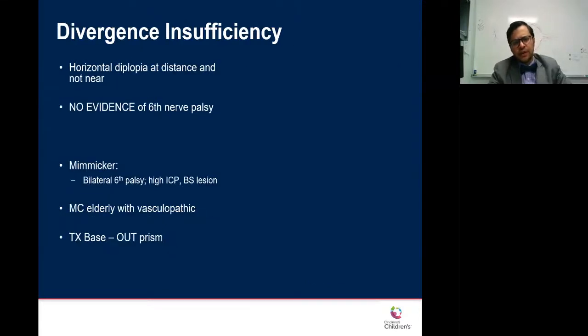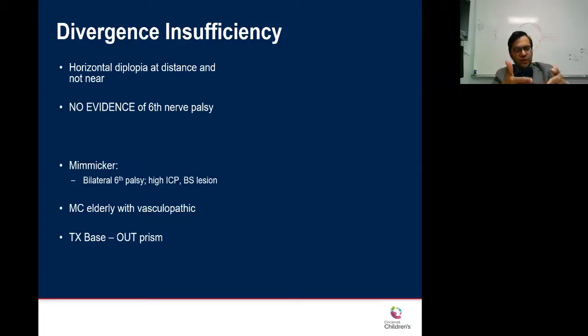And worth talking about is divergent insufficiency. That's actually inability to go out. The main thing about this is it mirrors a sixth nerve palsy. So you better rule out a sixth nerve palsy and have a complete workup. This is a diagnosis of exclusion. It can mimic many things.